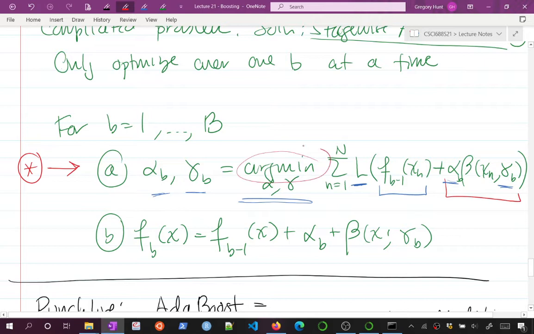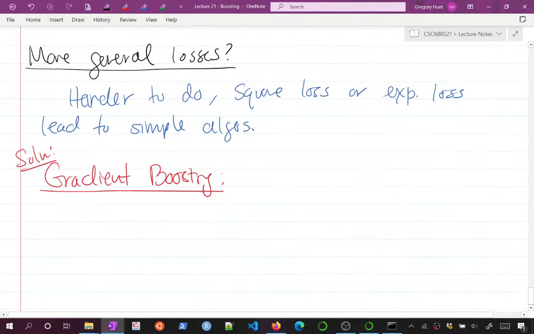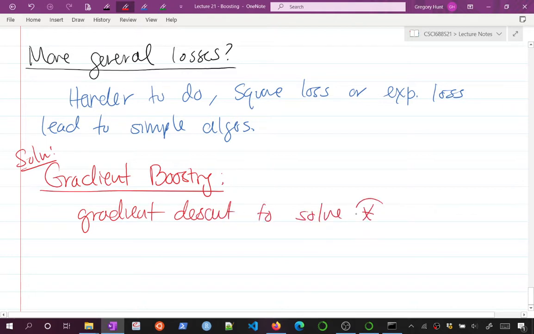Now, to solve this minimization problem, we don't have a nice closed form solution like we do with exponential loss or squared error loss. We're going to have to numerically approximate how to solve this problem with gradient descent. So in order to solve that, we're going to have to solve this with some kind of gradient descent. And it's kind of a big step up.